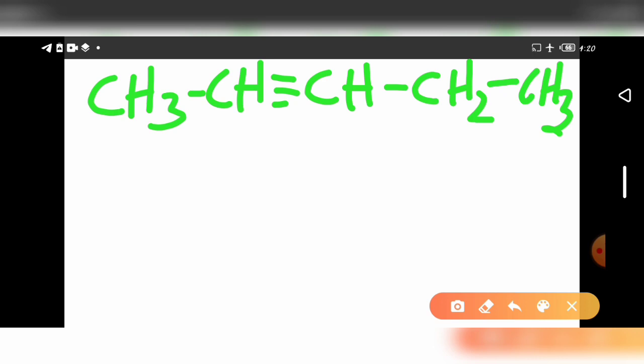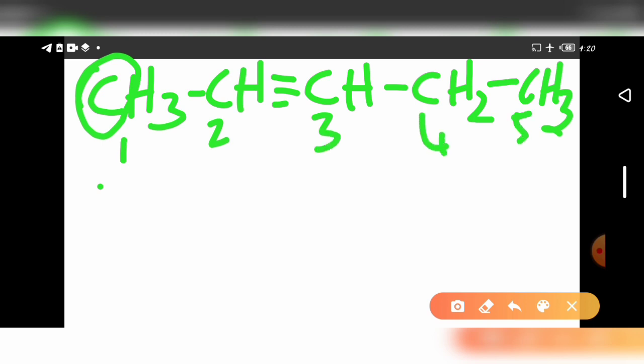How will you number? The functional group will be present nearer to one end of the carbon chain. This carbon is the nearer end carbon. So from here itself you have to number the compound: 1, 2, 3, 4, 5. Totally how many carbons are there? 5 carbons. So first you identify the root: meth, eth, prop, but, pent. So pent. Next, whether there is a double bond or triple bond. A triple bond is present here.